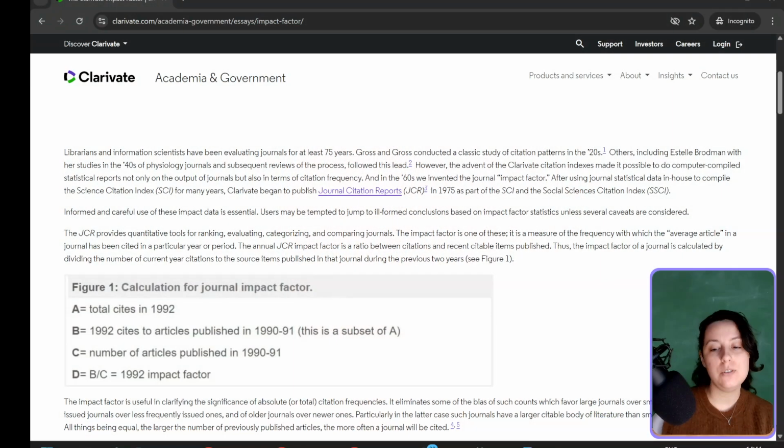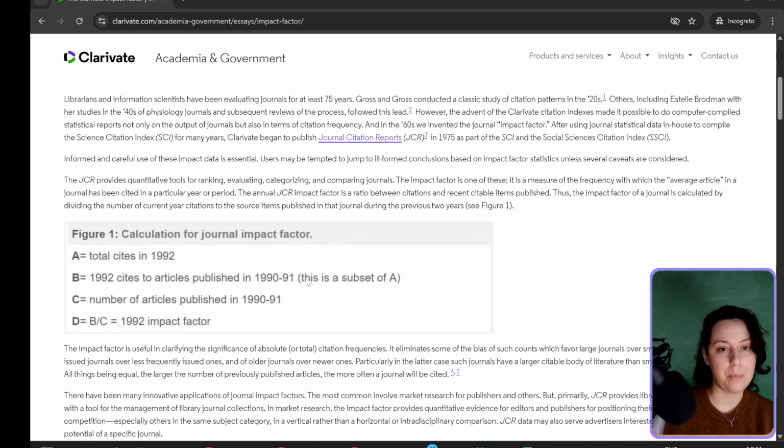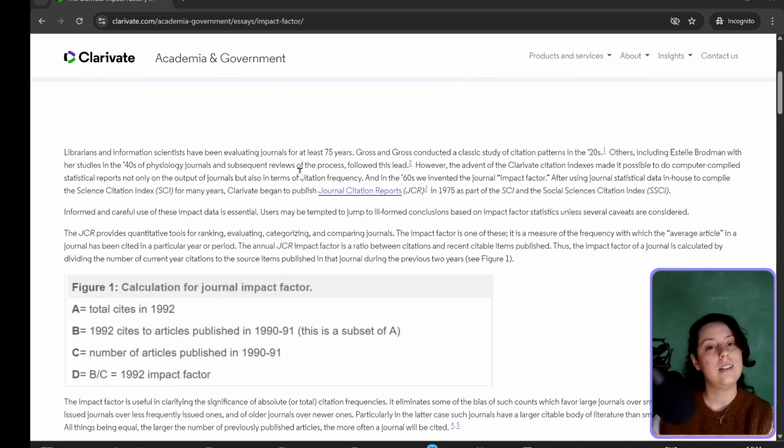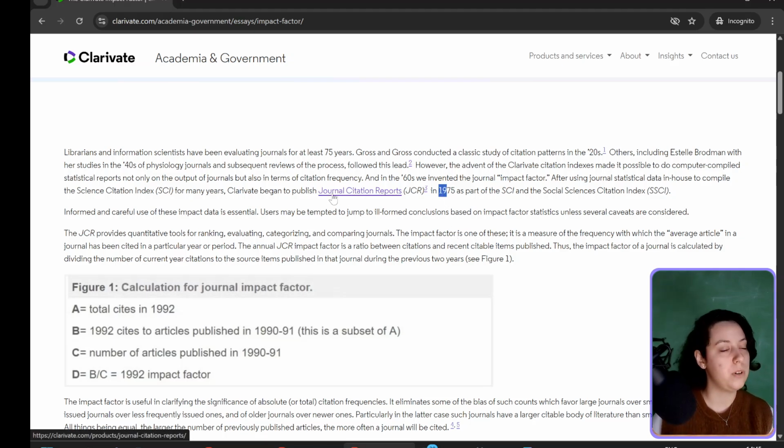So I'll give you an example of this. I'm going to this website, right? So this is Clarivate. So it says here that Clarivate started doing this in 1975. They published a Journal Citation Reports, and that's basically what it is. It's a measure of citations per number of articles that journal had.